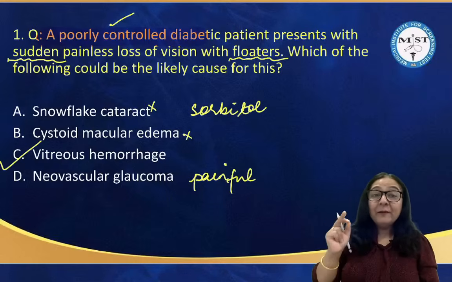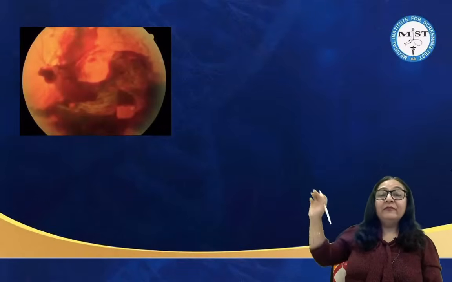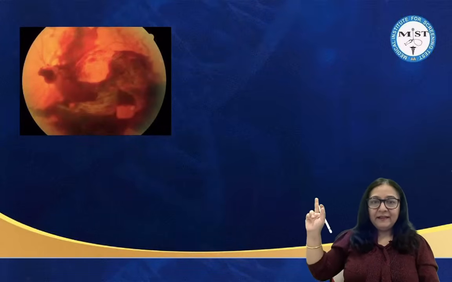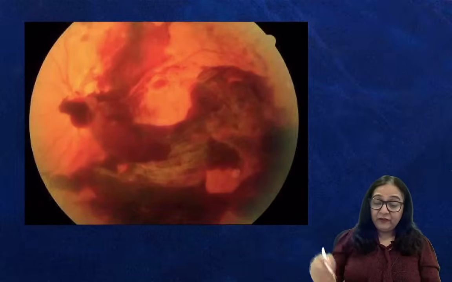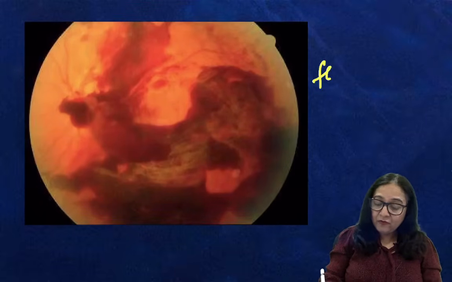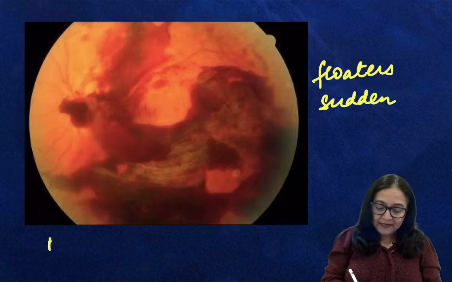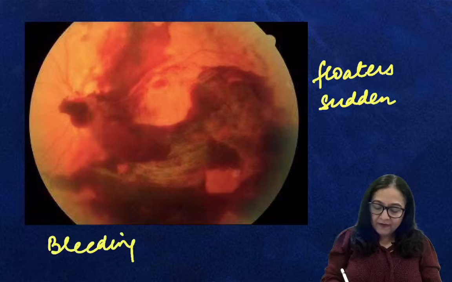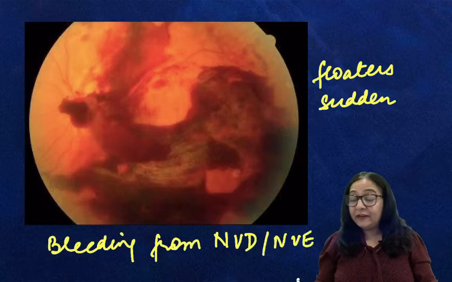Okay, now coming to diabetic retinopathy, this is how the vitreous hemorrhage looks, my dear friends. You see all these blood clots in the vitreous gel, they lead to floaters. The vision loss is sudden. The vitreous hemorrhage occurs because of bleeding from the new vessels, bleeding from the NVD or NVE, which is the proliferative diabetic retinopathy stage.